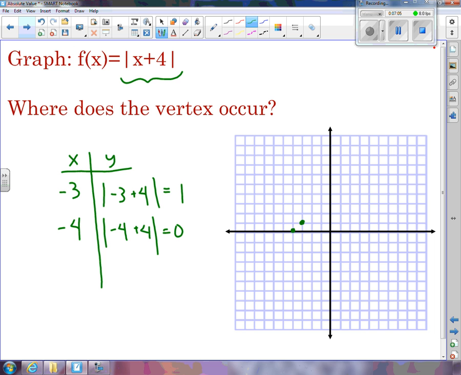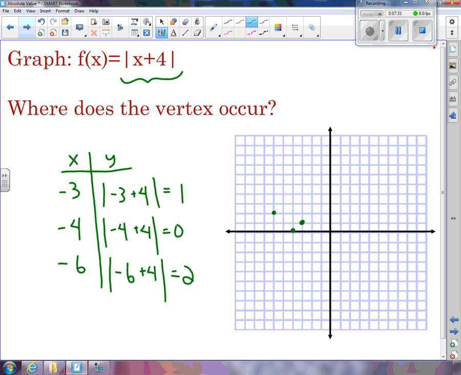If I plug in a number on the other side of this vertex, it'll help me get a good picture of what this graph looks like. Let's plug in negative 6, for example, because that's to the left of my vertex. So now if I do negative 6 plus 4, I get negative 2 on the inside of this absolute value. Once I take the absolute value, I get 2. So I would have the point negative 6, 2.